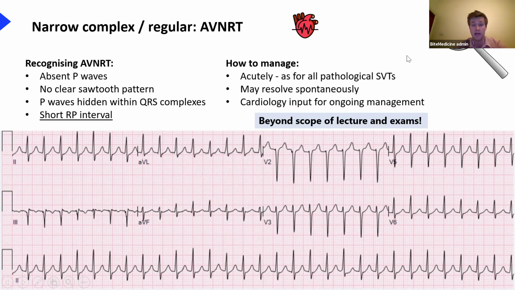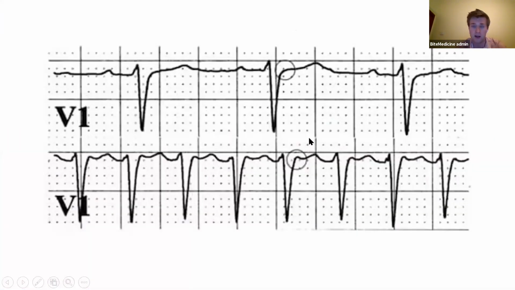But the thing to remember is, you know, acutely, you manage it the same as for all pathological SVTs. So vagal maneuvers, adenosine. The good thing is it may resolve on its own, but if it is not, get some cardiology input. That is really, really important. Okay, and I've given another example here where you can see a P wave actually occurring after the QRS, before the T wave. And you're not going to be expected to be able to recognize this, but the cardiologists might, and that's why they would use the term short RP interval.